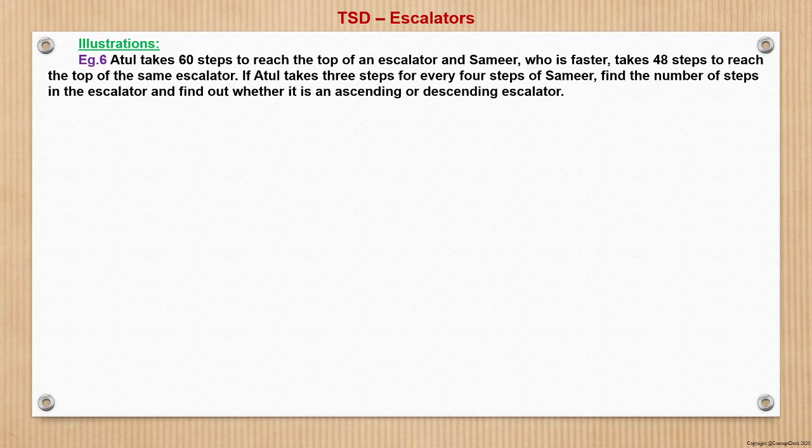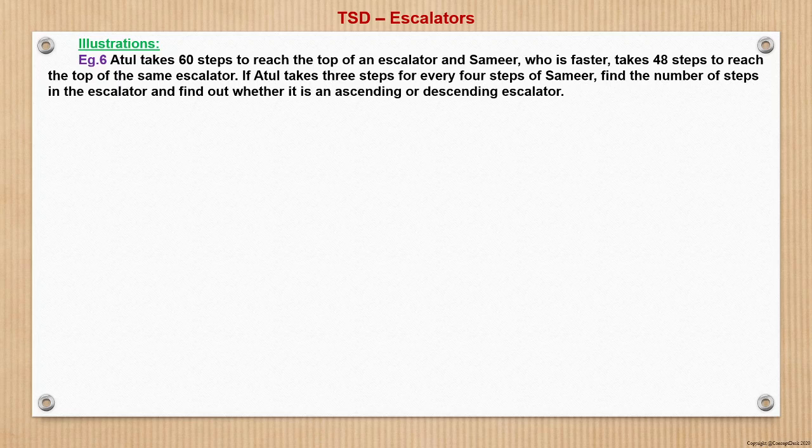Atul takes 60 steps to reach the top of an escalator, and Samir, who is faster, takes 48 steps to reach the top of the same escalator. If Atul takes 3 steps for every 4 steps of Samir, find the number of steps in the escalator and find out whether it's an ascending or descending escalator. So here it's not given whether it's an ascending or a descending escalator. So here the best way is we'll assume any one case, suppose it's a descending escalator or ascending, and then we'll check, right?